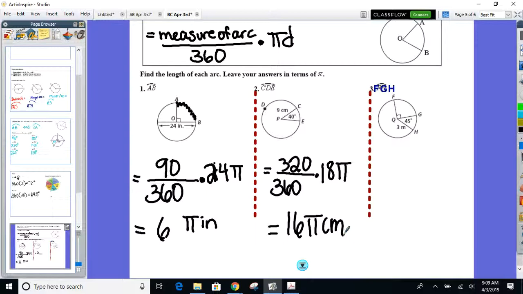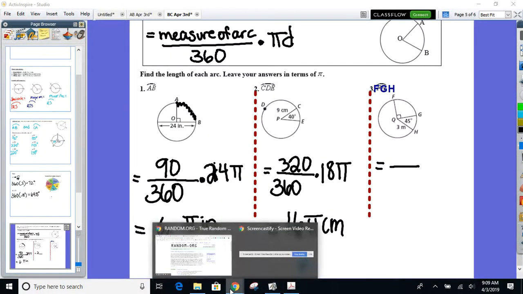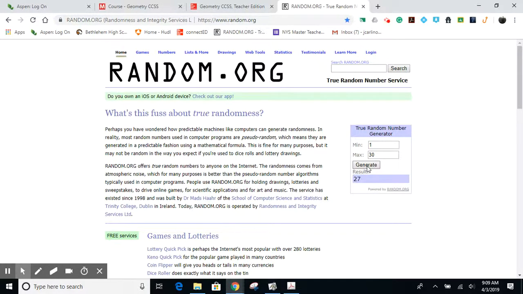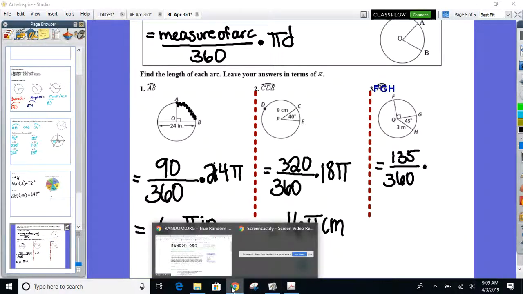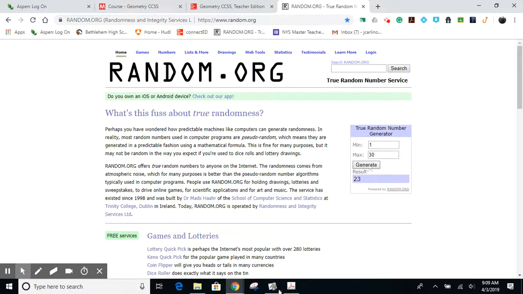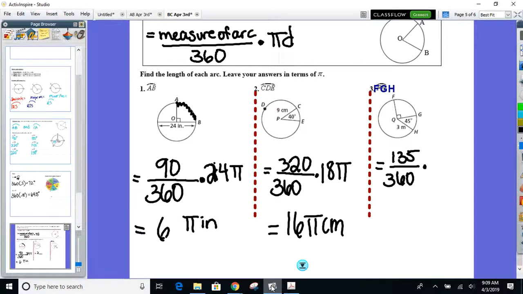And then you have FGH. Follow the direction of the letters. FGH. Measure. 135, 45 plus 90, nice job. Over 360 times diameter. 23, diameter. 6 pi.